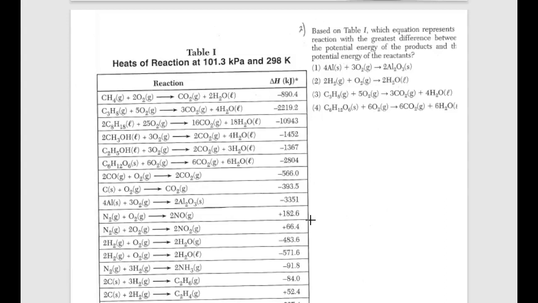So what we're looking for here is numbers. Aluminum plus oxygen forming aluminum oxide. Again, do absolute value, we're looking for the biggest value. The formation of liquid water from hydrogen and oxygen, that's less, so still aluminum, number 1 is still winning. Number 2, not high enough. We have the combustion of propane.